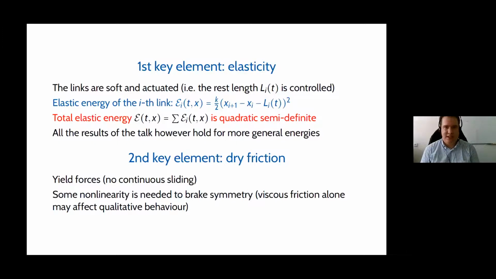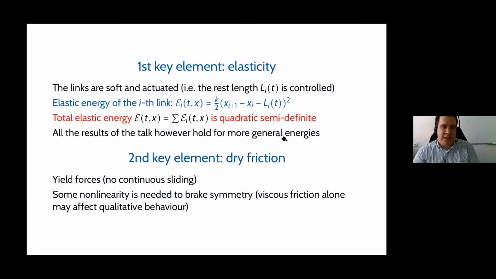So the first element, as I told you, elasticity, is fundamental, also philosophically, for the system. So we will have the elasticity of the link. For now, we can take just a quadratic energy. So we will have, for each link, a quadratic energy that depends on the length of the link minus the rest length of the link that is actuated. So this dependence on t accounts for the central part of the link expanding or contracting.